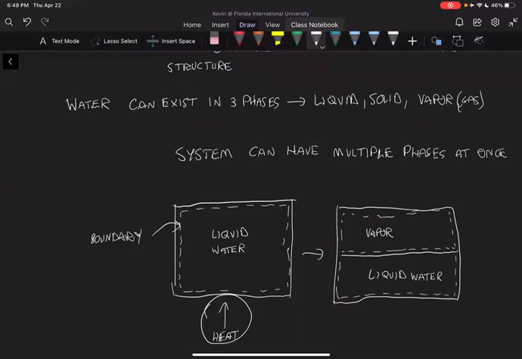Okay, and we still use the same control mass. I'm just showing you how to separate them between the two. So now there might be a percentage of vapor. So let's say 50% vapor and 50% liquid.